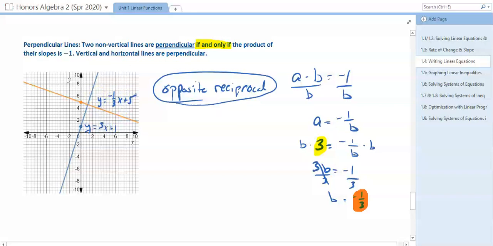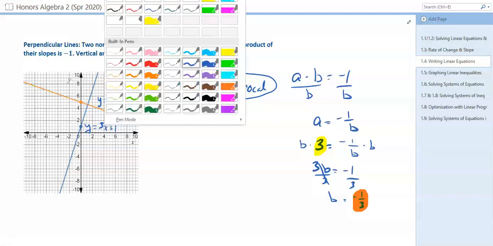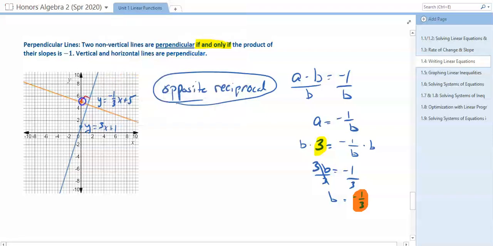So my y-intercepts don't matter in perpendicular lines. The key that matters, remember perpendicular means they meet at a right angle, right? If I can draw a nice square. But the key is that their slopes are opposite reciprocals.